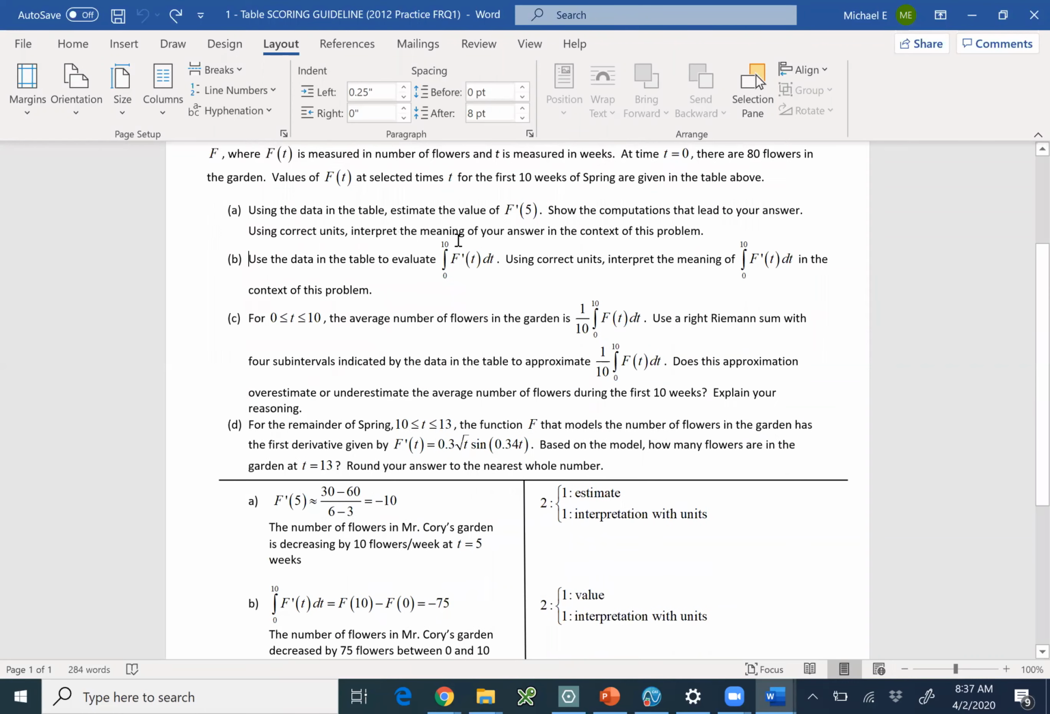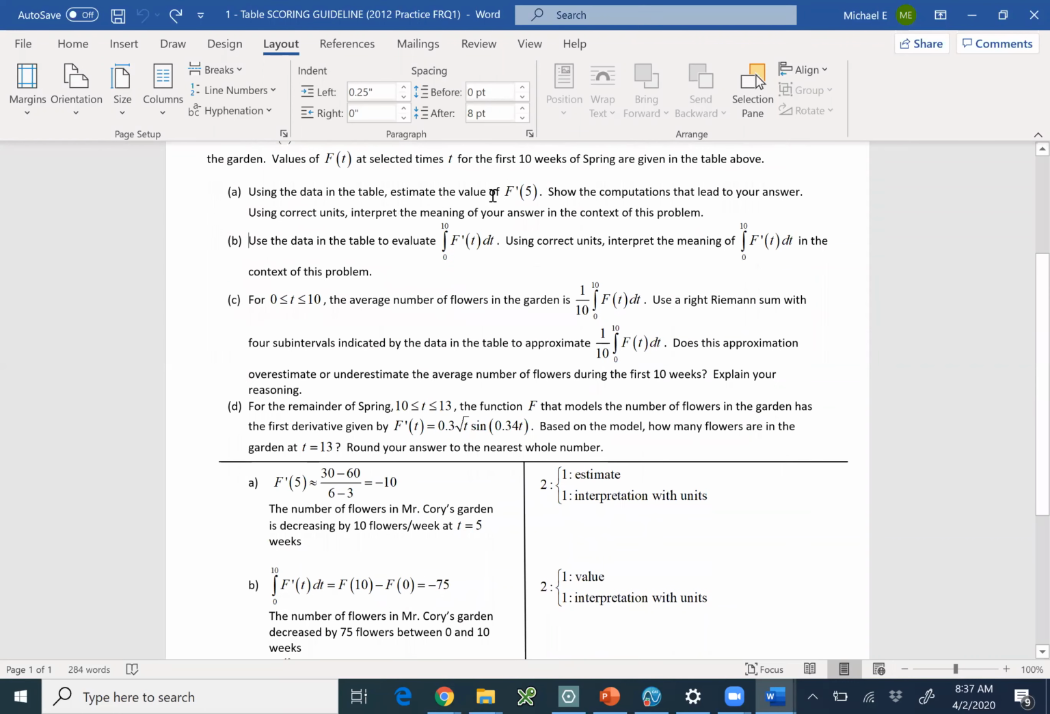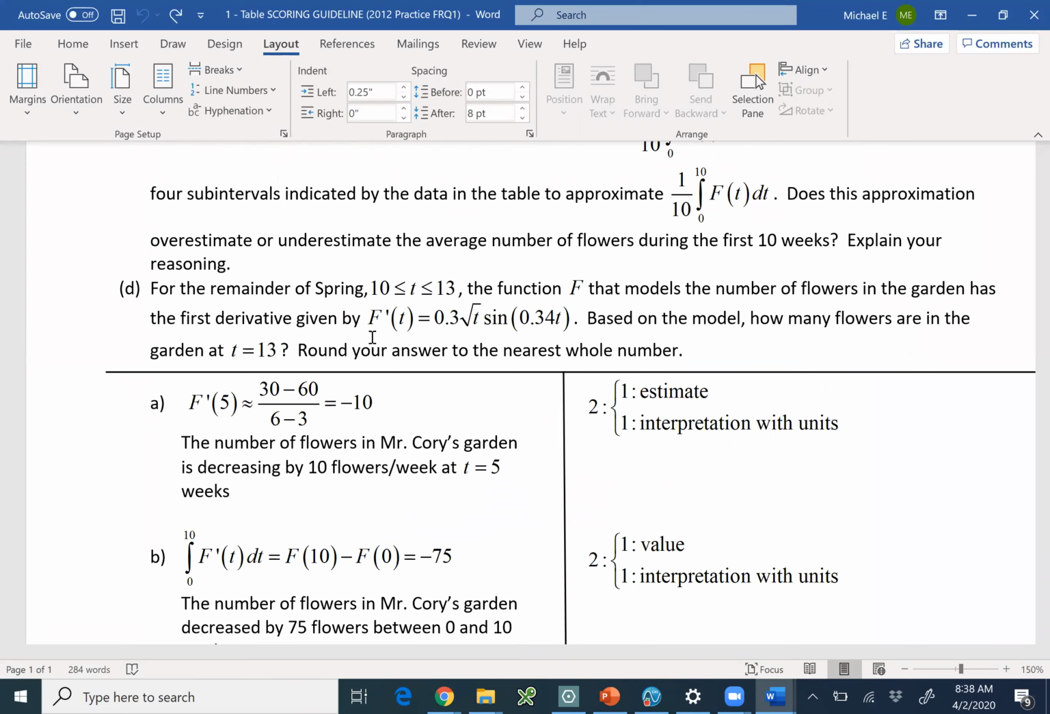So for A, they asked us to estimate the value of f prime of 5. I'll be grading yours out of 9, but you can go over this right now and just ask me if you have any questions on these. On A, anytime we're approximating a derivative, we just go in the table, see what's on each side of 5, and then it's just y2 minus y1 over x2 minus x1. So you should have gotten a -10.